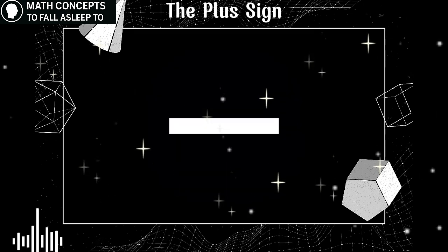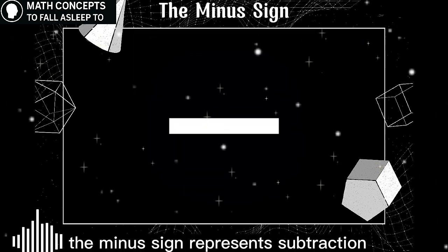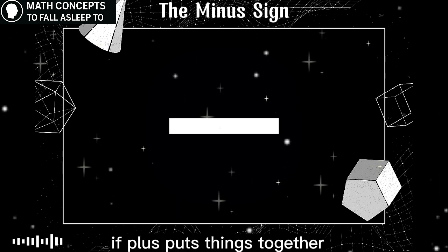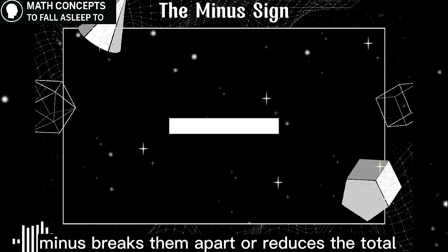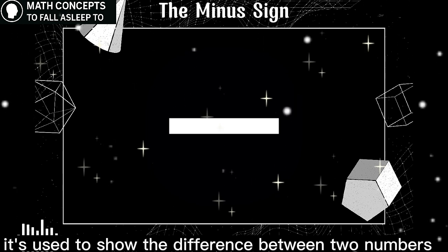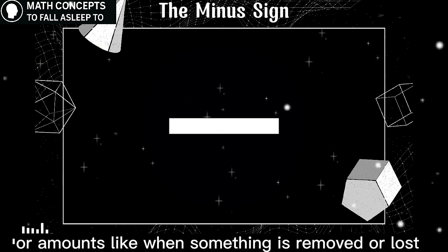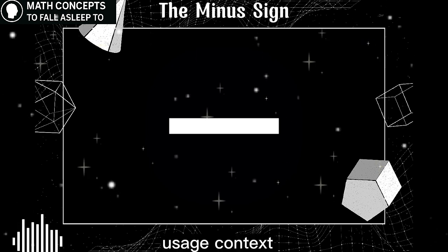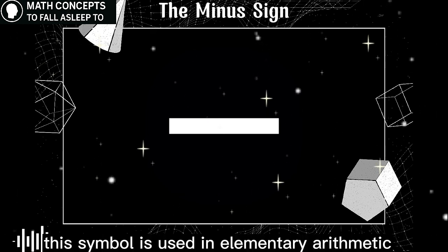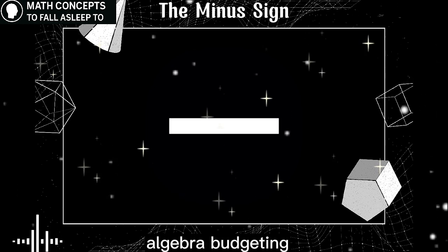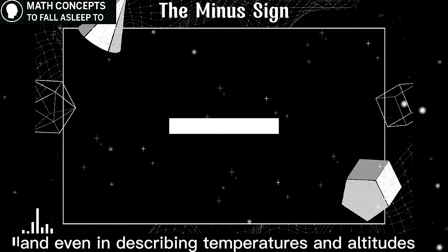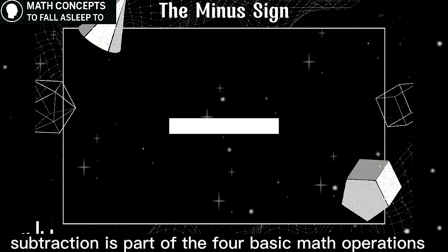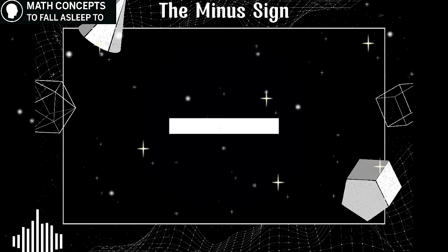Meaning and function. The minus sign represents subtraction, which means taking something away. If plus puts things together, minus breaks them apart or reduces the total. It's used to show the difference between 2 numbers or amounts, like when something is removed or lost. Usage context. This symbol is used in elementary arithmetic, algebra, budgeting, accounting, and even in describing temperatures and altitudes. Subtraction is part of the 4 basic math operations.